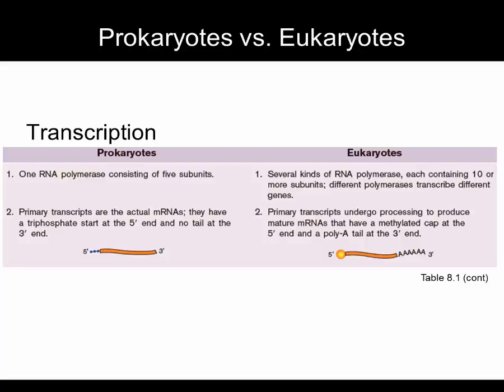In prokaryotes, the primary transcript is the same as the final mRNA. There is no further processing. But eukaryotes require several steps of post-transcriptional processing. A 5' methylated cap is added, as well as a 3' poly A tail. And again, splicing is required to remove introns. This brings the additional feature of alternative splicing, allowing a single gene to code for multiple polypeptides.